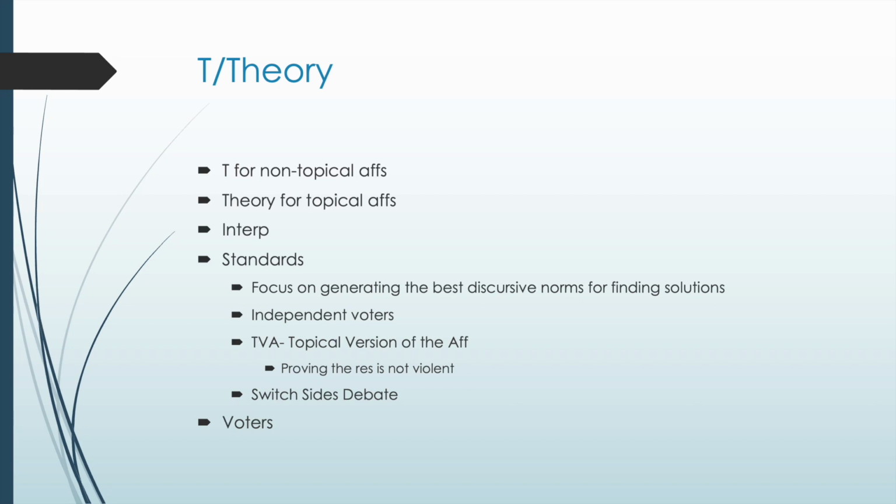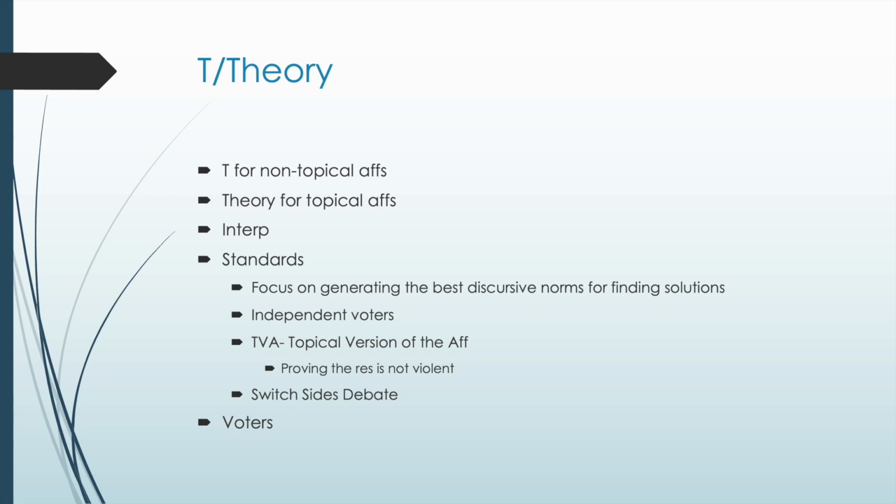Another thing that is very strategic is to include independent voters in your standards. These are basically things like accessibility that make it so that the judge can vote for the negative, vote against the K Aff, based on a single argument instead of having to win the whole theory shell proper. So make sure that you're articulating things like accessibility as an independent voting issue, and also contextualize those things to the discursive value of the Aff as well.